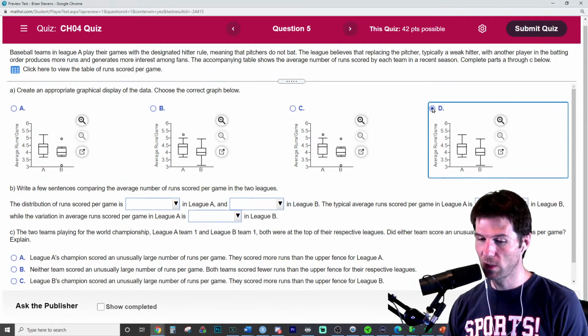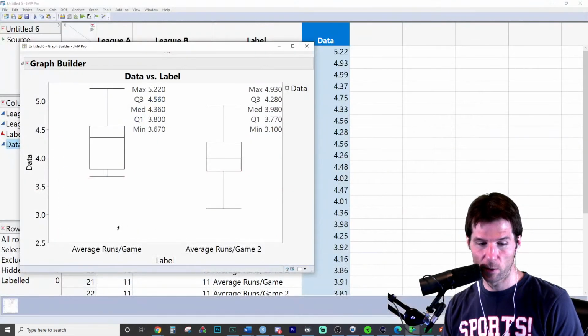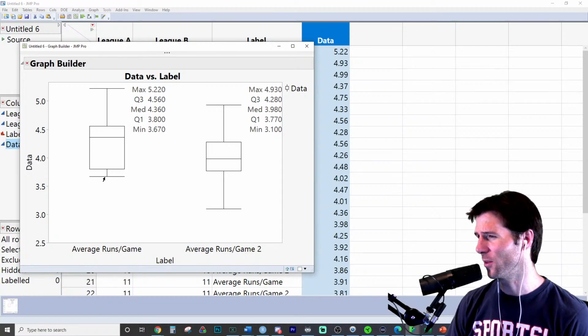So we're good to go because we see there's no outliers, and that automatically tells us which one is the answer because there's no outliers. This point up here is not an outlier. This point down here is not an outlier. That point up there is not an outlier. And that point down there is definitely not an outlier.